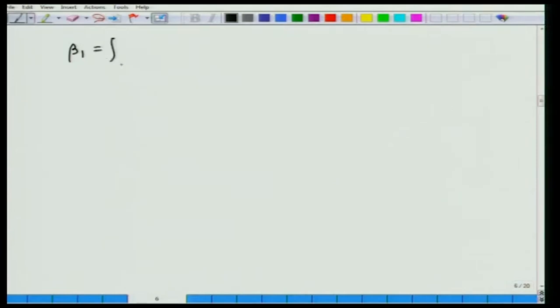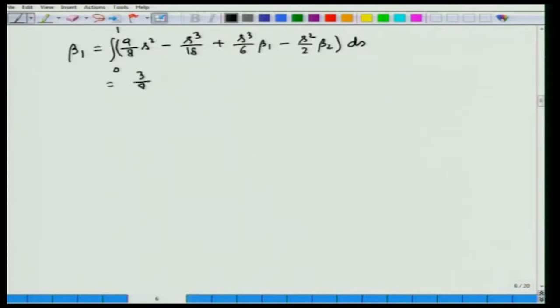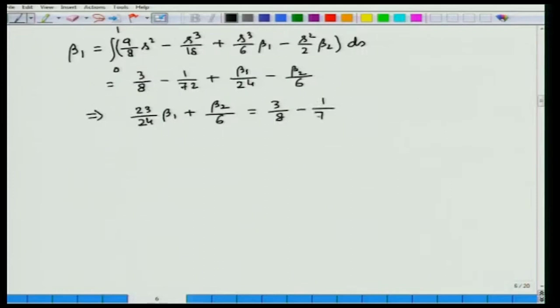So, if you substitute into the expression for beta 1, so beta 1 equal to integral 0 to 1 9 by 8 s square minus s cube divided by 18 plus s cube divided by 6 beta 1 minus s square by 2 beta 2 d s, and this will be equal to 3 by 8 minus 1 by 72 plus beta 1 by 24 minus beta 2 by 6. After rearranging these terms, from here you can get the first equation, that is 23 by 24 beta 1 plus beta 2 by 6, this is equal to 3 by 8 minus 1 by 72.